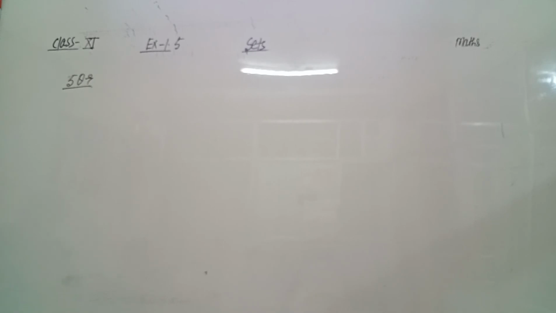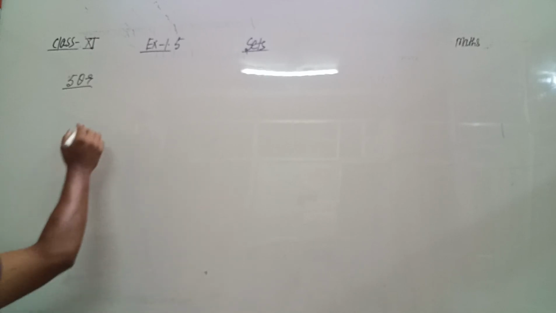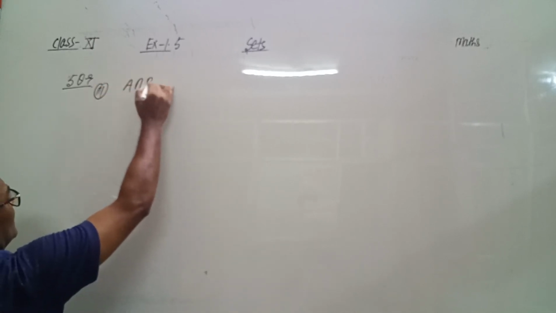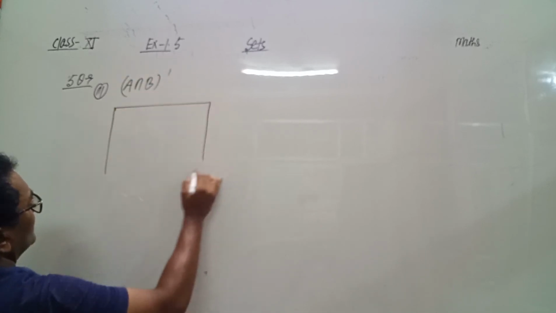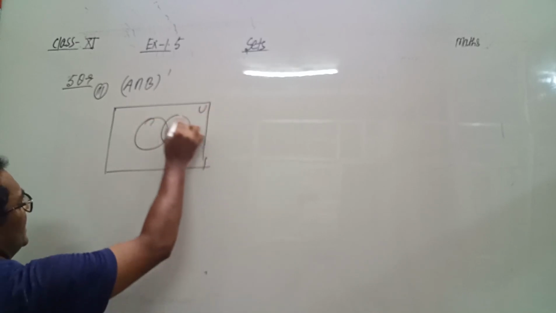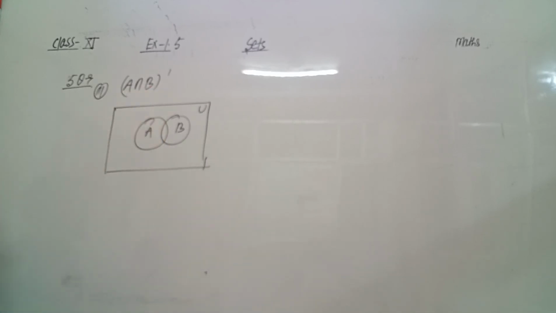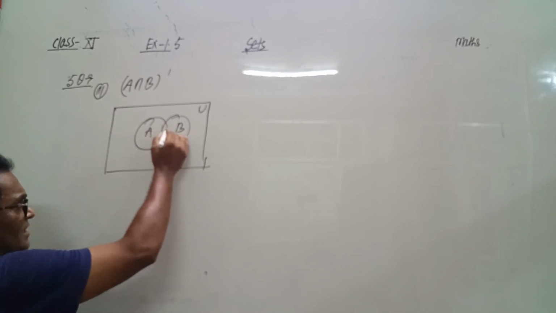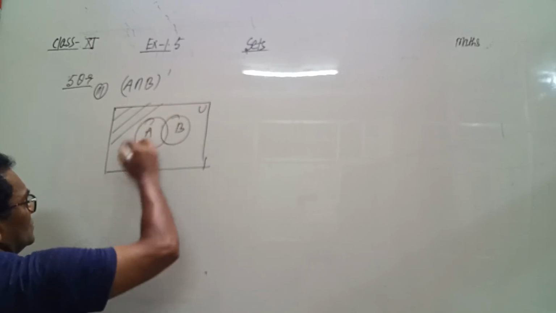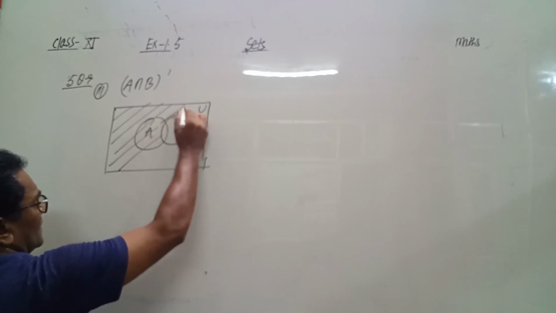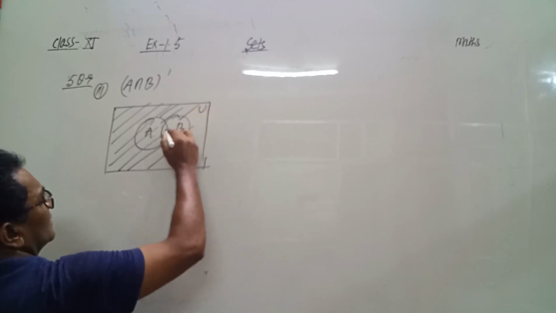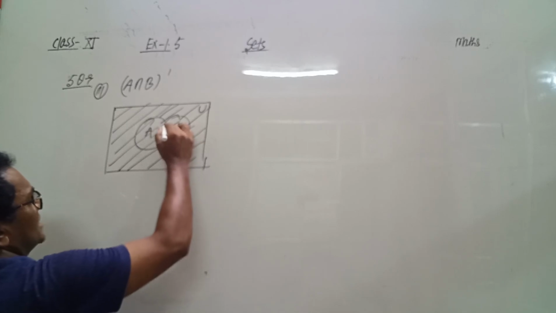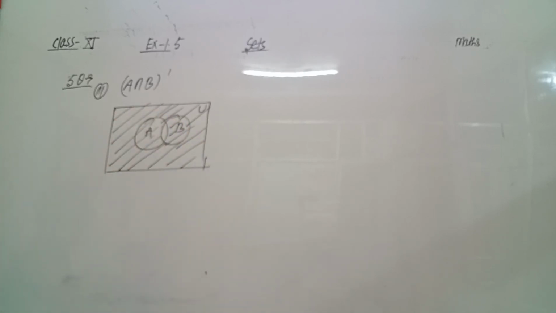Third part is A intersection B dash. Universal set, set A, set B. So first tell me A intersection B. This region is A intersection B. And A intersection B dash means the universal set minus this region. If you subtract this region from the whole, what remains? This region remains, everything except the intersection. This is A intersection B dash.